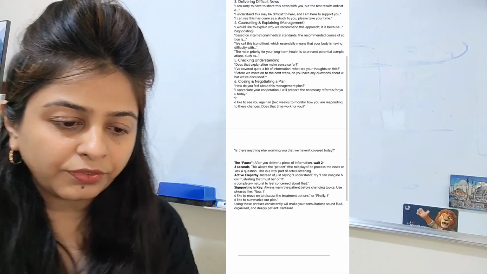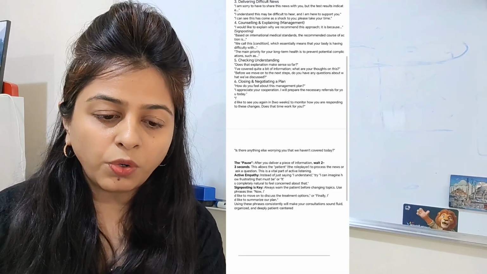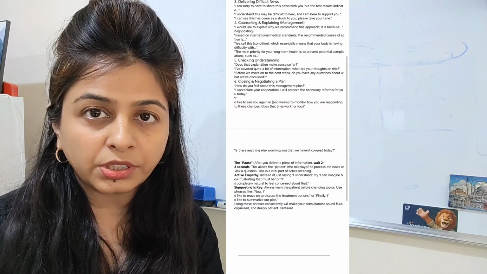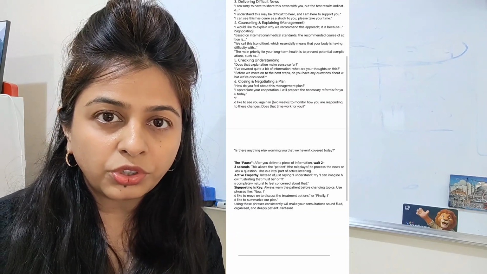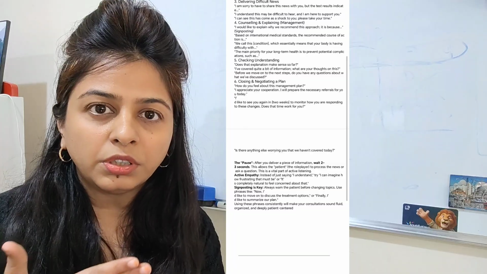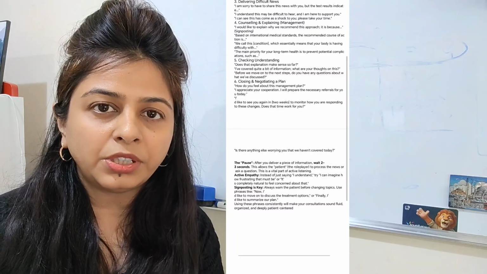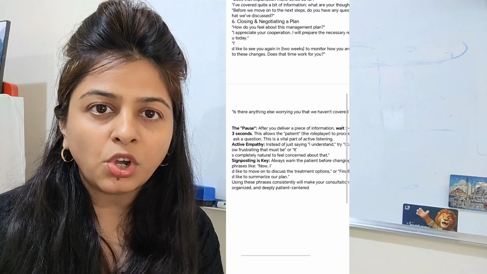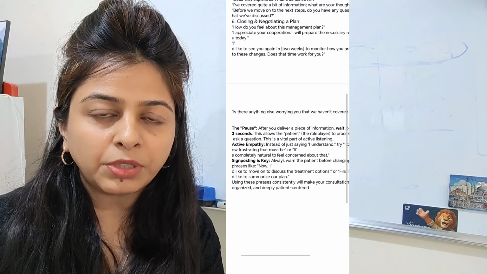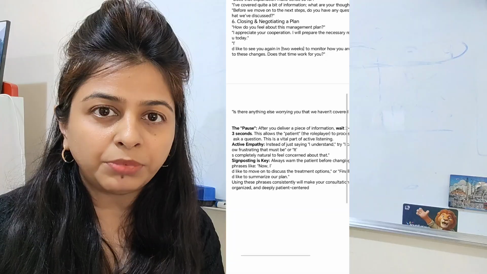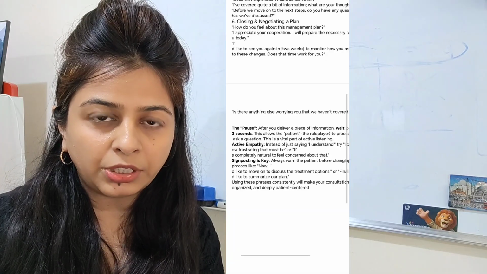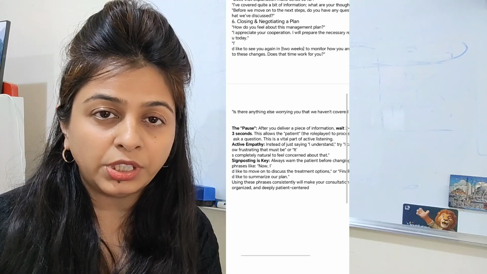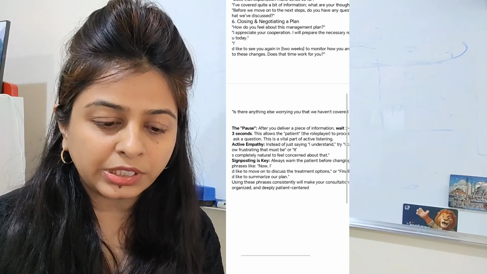Checking understanding. The fifth important point is, whenever you are giving some information to the patient, always make sure to check understanding. Don't give a full paragraph to the patient without any stop in your speaking. Always make sure, if you are giving some information, to pause in between. If you have completed your task, and you have given the information, then ask for understanding.